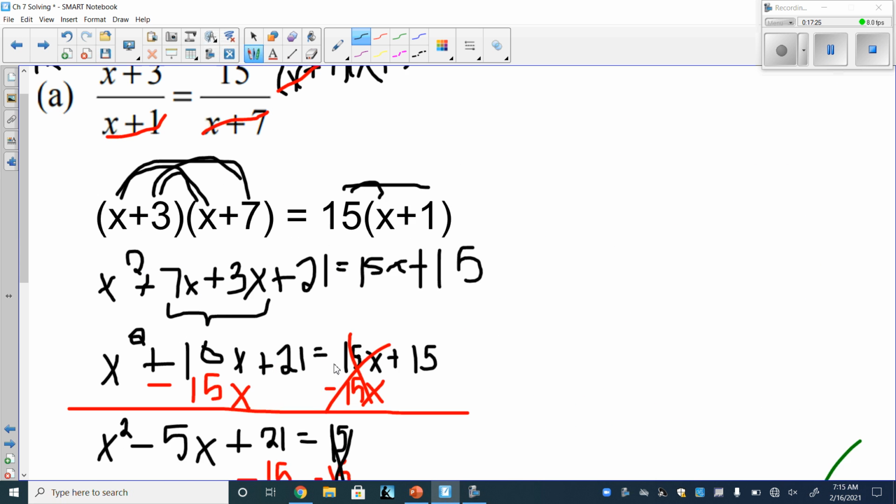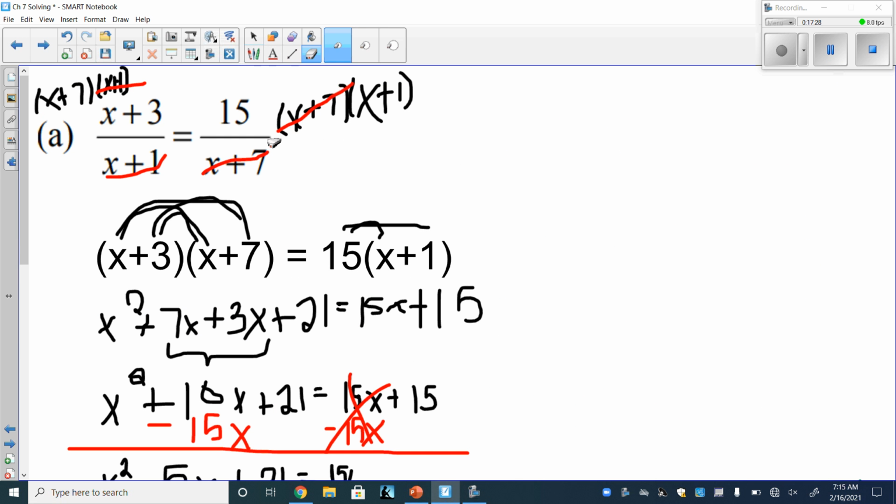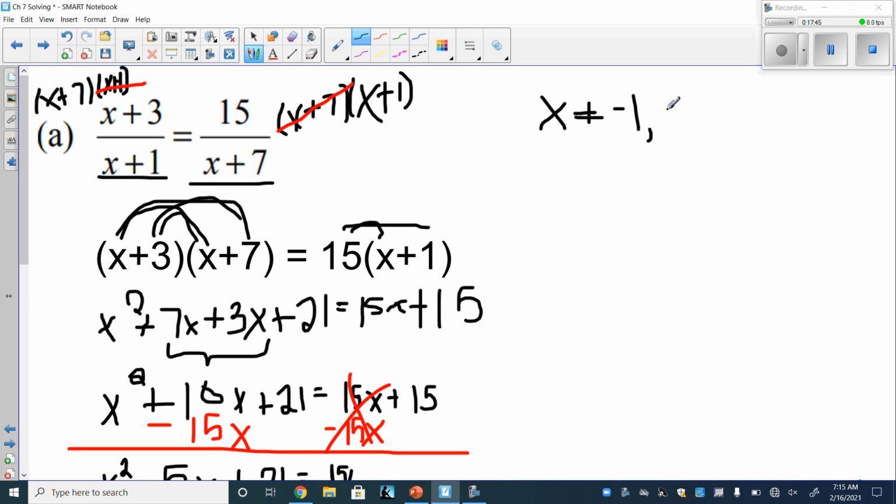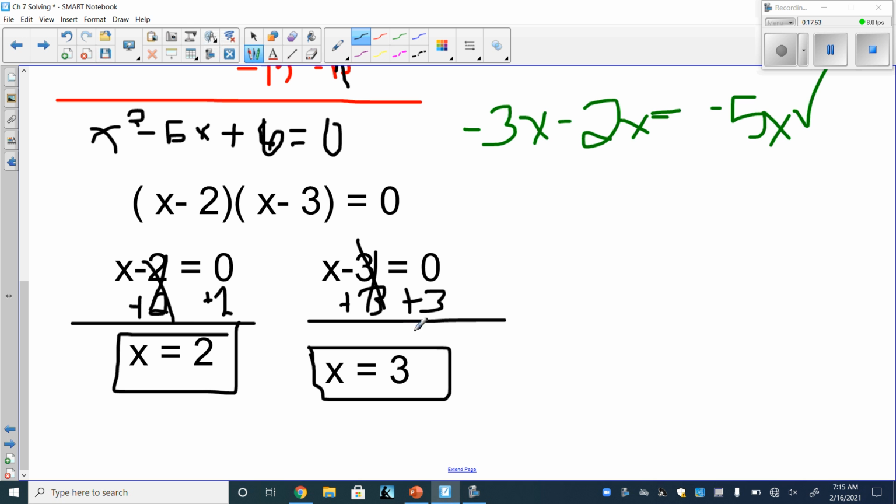Now again, like I've been doing before, I forgot to look at the restrictions. Well, our restrictions for this here: x cannot equal negative 1, because negative 1 plus 1 would be 0. And with x plus 7, x cannot be negative 7, because negative 7 plus 7 would give us 0. So negative 1 and negative 7, neither one of those restrictions are in our answers. So the solution for this here is x is equal to 2 and x is equal to 3. And that's it. That's all we have to do for this here.